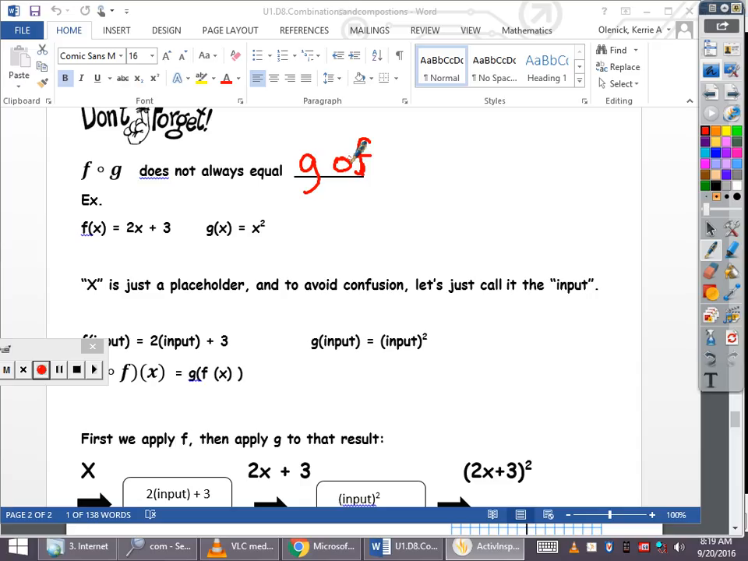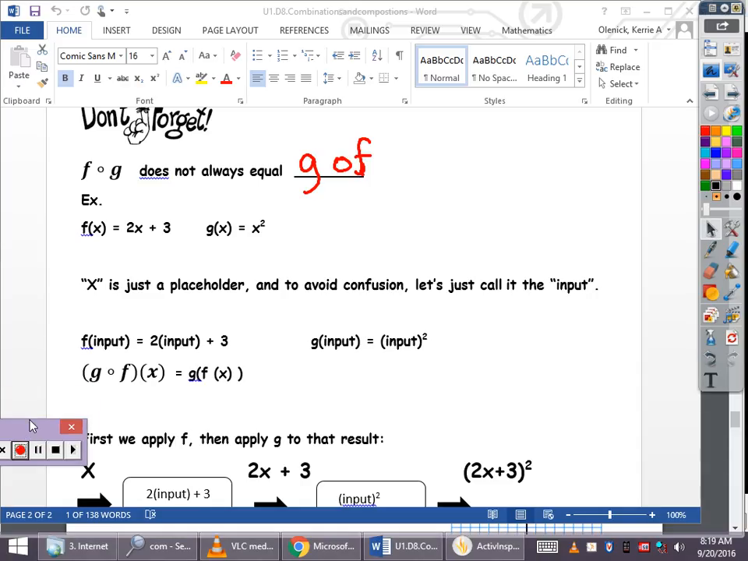So it walks through. If you look at your worksheet, let me move this out of the way. F of an input is equal to 2 times an input plus the 3x. In this case, my input is going to be g of x, which is x squared. So all right.